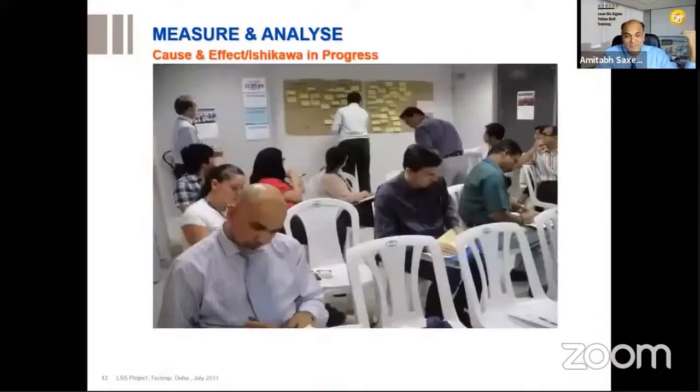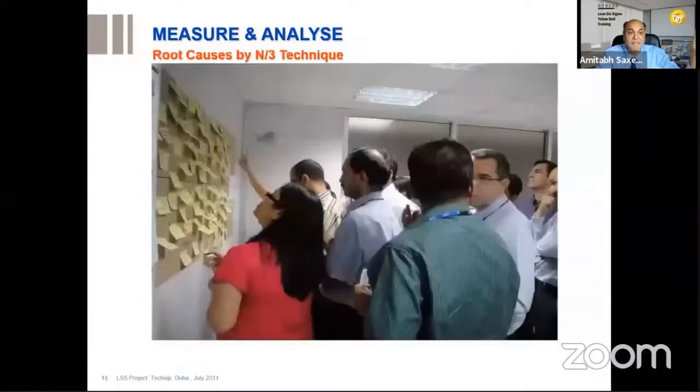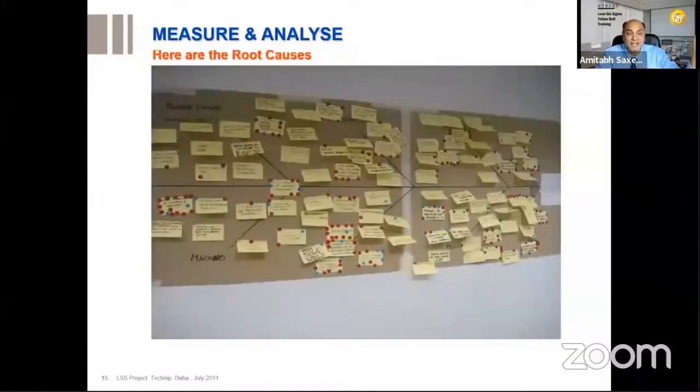Then, of course, the cause and effect diagram. Get hold of people and ask them, okay, what are the causes? They write down on a piece of sheet, and then we put it on sticky notes, or we put it under man, machine, material, method. I will show you the video after 10 minutes. Just wait for that. Let me finish the regular session.